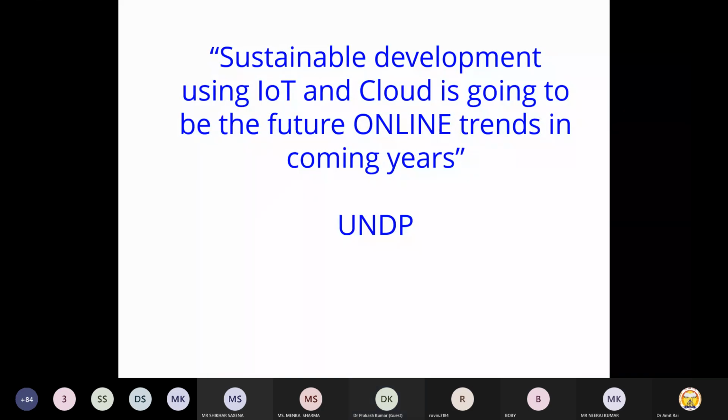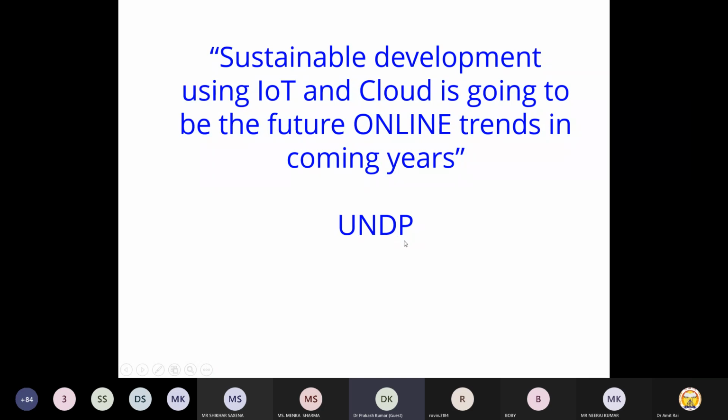The reason is that it will not pose environmental threats, pollution, and other such things, because today the world is worried about global warming and all these challenges. And it's not my view, it's the view of the United Nations, and that's the reason UNDP has said that sustainable development using IoT and cloud is going to be the future online trend in coming years. This has been the statement of the United Nations Development Program.